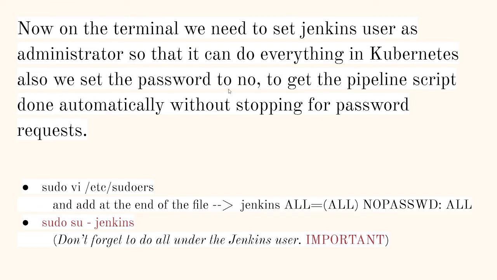So now on the terminal we need to set Jenkins user as administrator so that it can do everything in Kubernetes. Also we set the password to no to get the pipeline script done automatically without stopping for password request. So we need to sudo vi or nano etc sudoers and add at the end of the file Jenkins ALL=(ALL) NOPASSWD: ALL. And after we sudo su dash Jenkins. It is very important to do that because we're gonna do all our installation under the user Jenkins. It's very, very important.